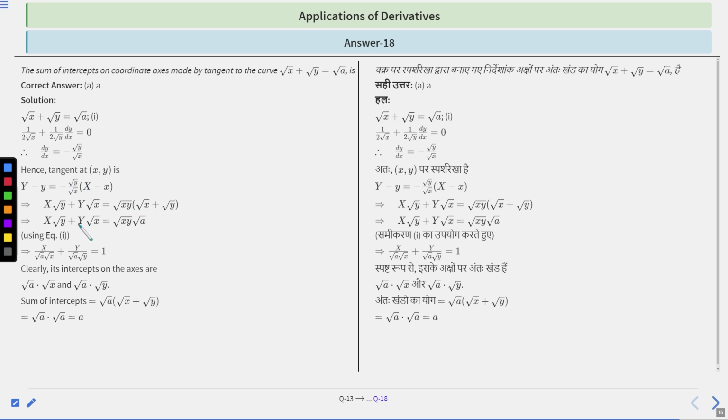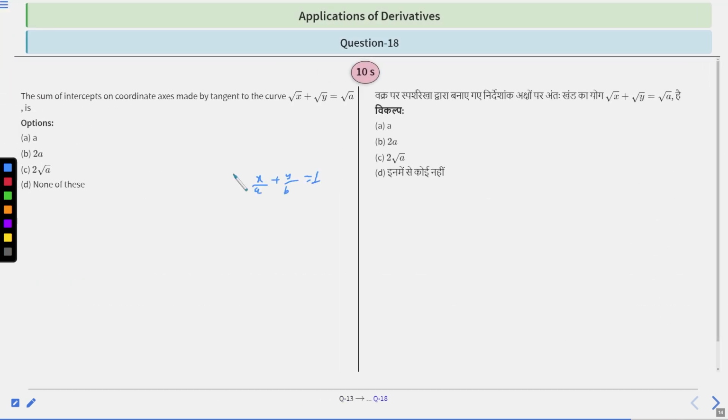After adjusting this, you will get X root y + Y root x is equal to root x root y root a. Clear? Now we can divide this equation throughout by root x root y root a. Clear? So after dividing throughout by root x root y root a, we will get X upon (root a root x) + capital Y upon (root a root y) is equal to 1. Clearly, as we discussed, if the equation is like this, the intercepts are a and b.